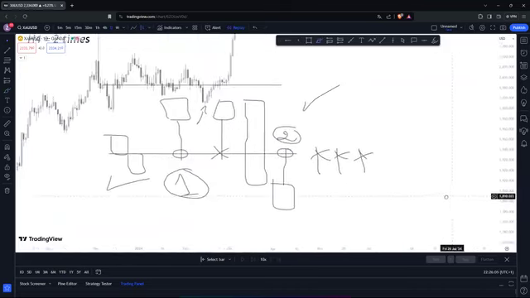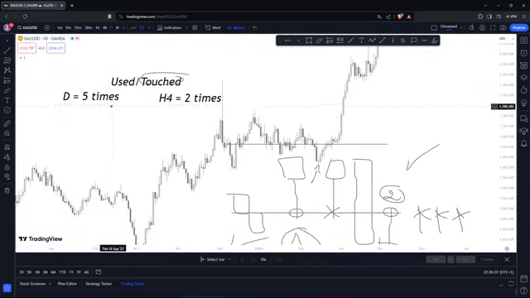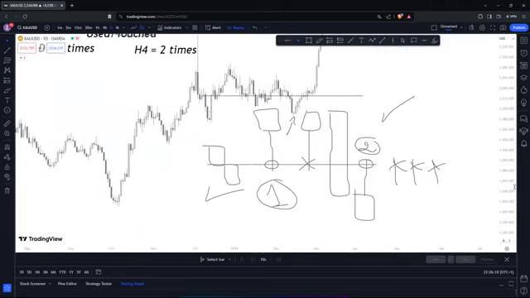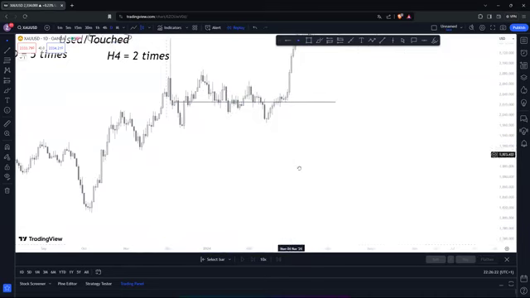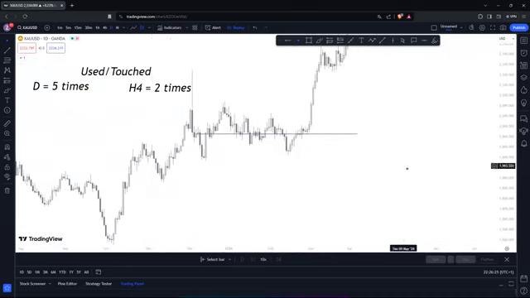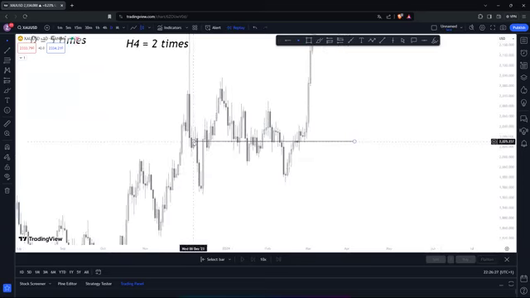It does not count. So on the daily time frame, if the key level is used more than 5 times, just remove that daily level. If the H4 is used more than 2 times, also delete that. H1 also, so H1 works with H4 and M30 as well. So yeah, let's take a look at this key level.